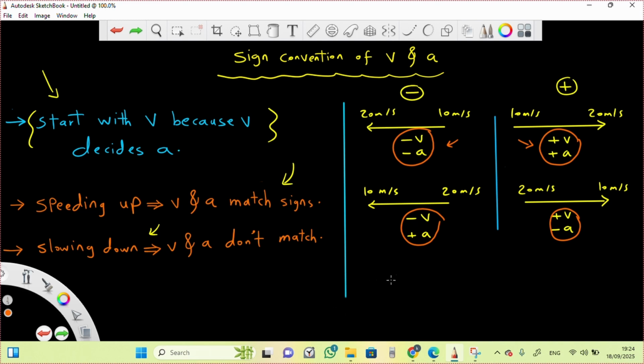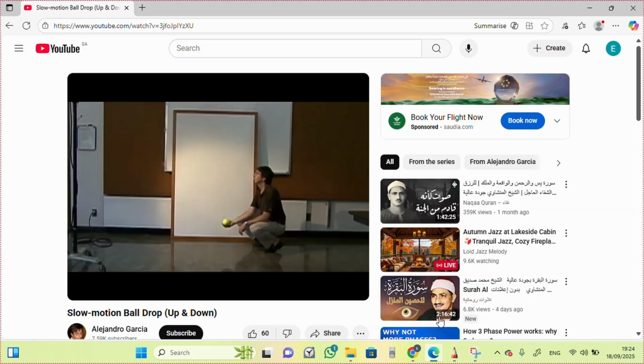If we actually understand this, let's apply the same rules to another example of an object under free fall motion. So let's see. Right here, this ball is going to be thrown upward, and then it's going to reach the maximum height. Its velocity is going to be 0, and then it changes direction back to Earth.